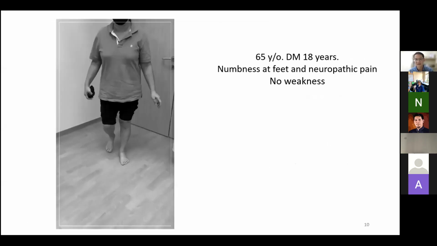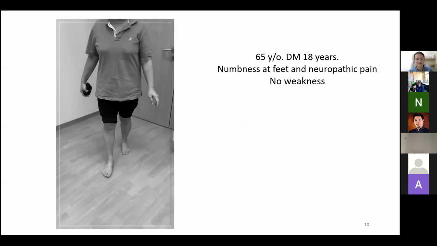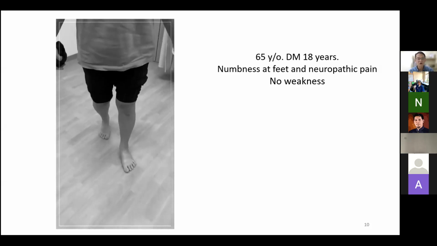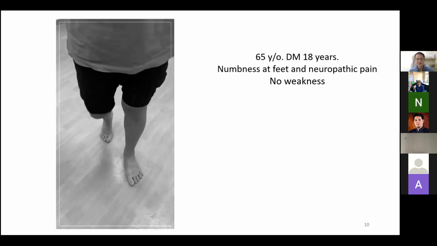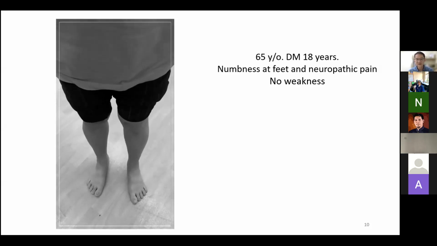Right. Second case, a 65-year-old lady, diabetes for 18 years, came to you with numbness of the feet and also neuropathic pain. Okay, there was no weakness, as you can see from this video. She walks perfectly, but you can see that she's lifting up her hands, meaning that she has slight imbalance. Because diabetic patients tend to lose their joint position sense and they tend to walk slightly imbalanced, in their footing on the floor. And this is what we call pure sensory neuropathy because they have no weakness.